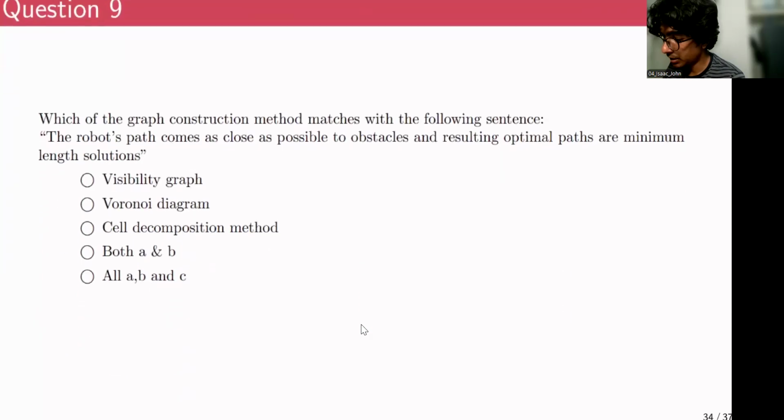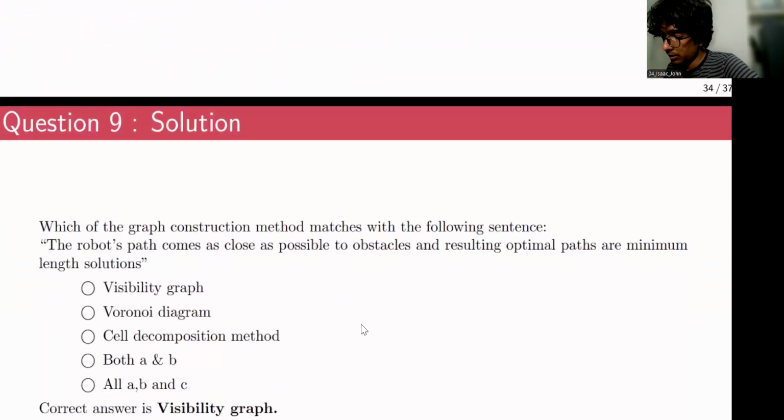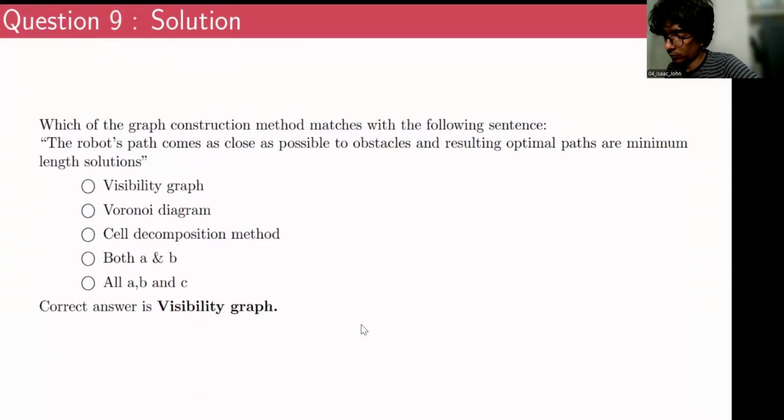And moving on to question 9, which graph construction method matches with the following sentence? The robot paths comes as close as possible to obstacles and resulting optimal paths are minimum length solution. So of all the graph search methods we have seen, this is a word by word definition of visibility graph. Whereas in Voronoi, it tries to make as far as possible. Then for question 9, answer is indeed visibility graph.